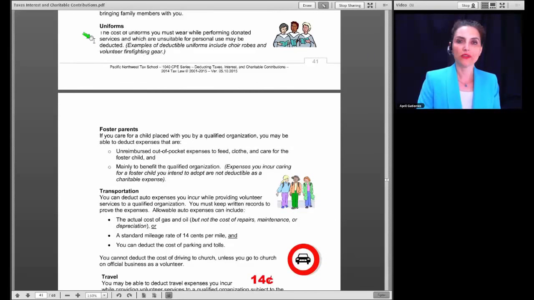Uniforms. The cost of uniforms you must wear while performing donated services and which are unsuitable for personal use can be deducted, and examples include choir robes and volunteer firefighting gear.